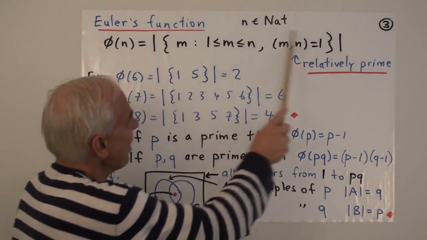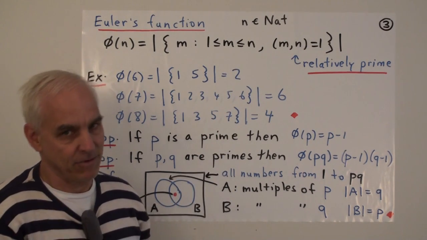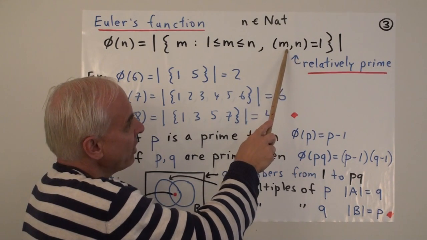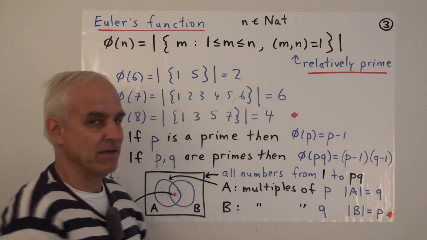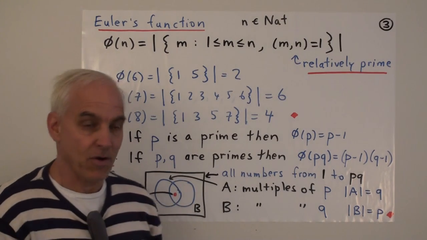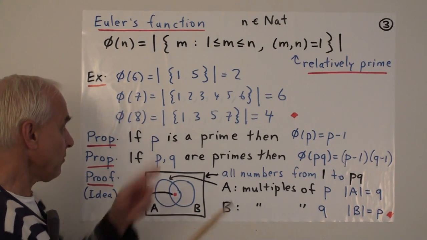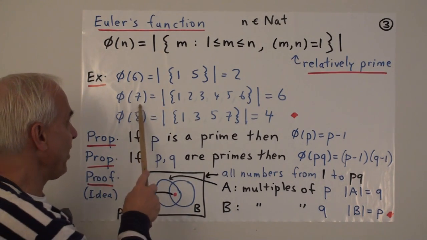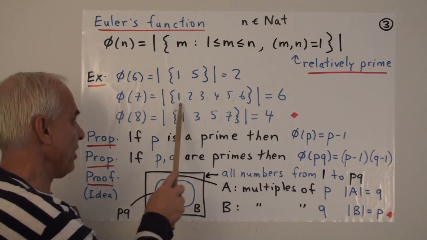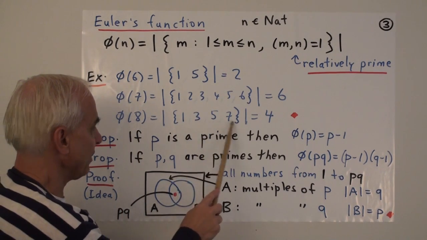So we're counting the number of elements in this set of m, such that m is between 1 and n. m is also a natural number. And m and n have no common factor. That's represented by the symbol that means that they're relatively prime. So for example, phi of 6 is 2 because there are two numbers, namely 1 and 5, which are relatively prime to 6, in the range 1 to 6. Phi of 7 is 6 because there are 6 numbers relatively prime to 7, namely 1, 2, 3, 4, 5, and 6. And phi of 8 is 4 because there are 4 numbers relatively prime to 8.